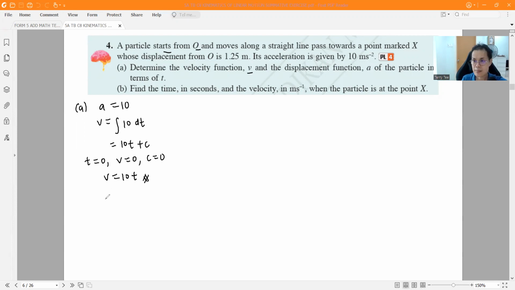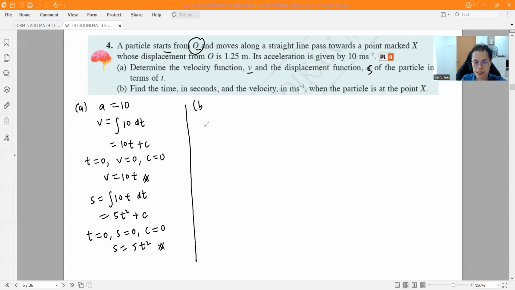Now to find my displacement function, actually displacement function is s here, not a. We need to integrate velocity. Okay, so this will give us 10t squared over 2, 10 divided by 2, 5t squared plus c. Now the thing is, when you start the clock, the particle is at O. It starts from point O. So when t is 0, s is also 0. C is also 0. My displacement function is just 5t squared.